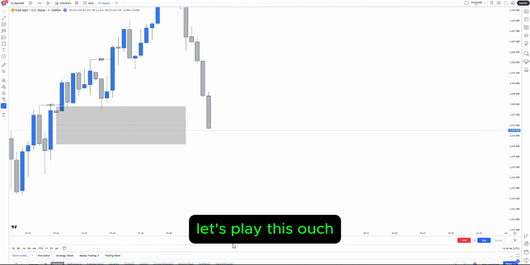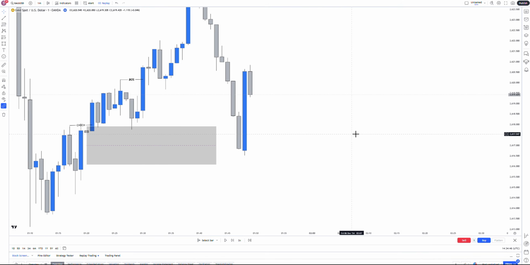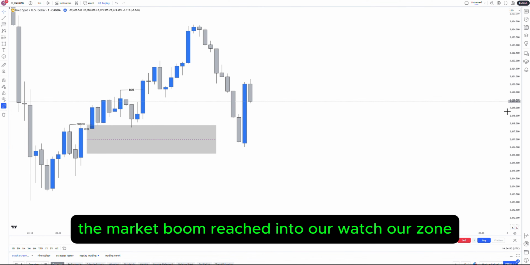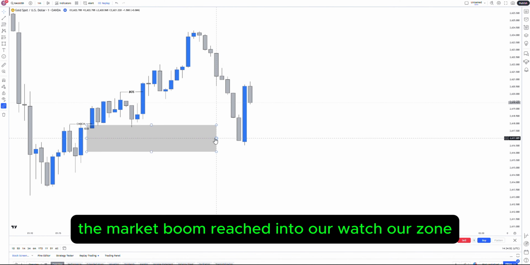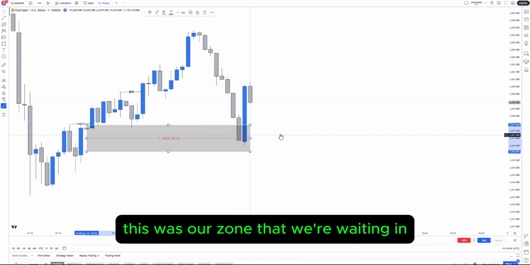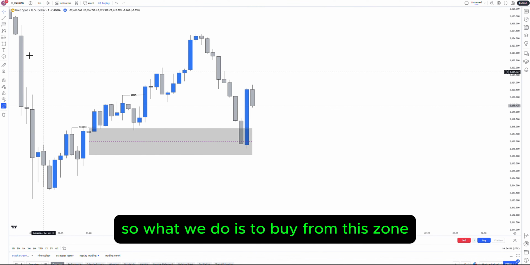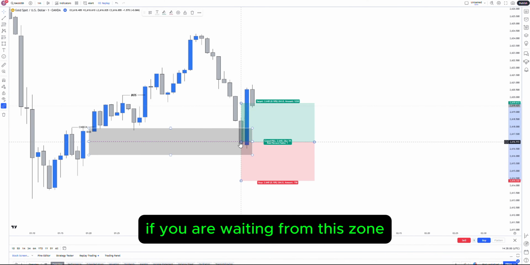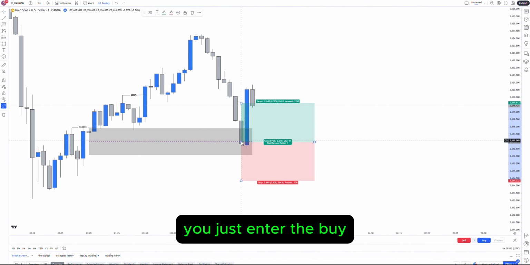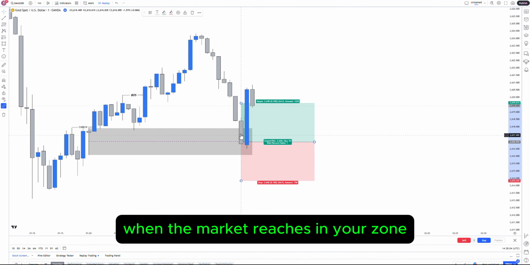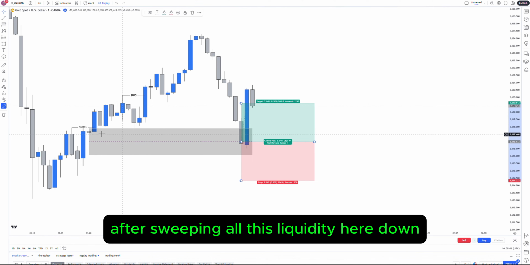Let's play this out. The market, boom, reached into our zone. This was our zone that we're waiting in. So what we do is buy from this zone. If you are waiting at this zone, you just enter the buy when the market reaches your zone, because this was our order block after sweeping all this liquidity down.